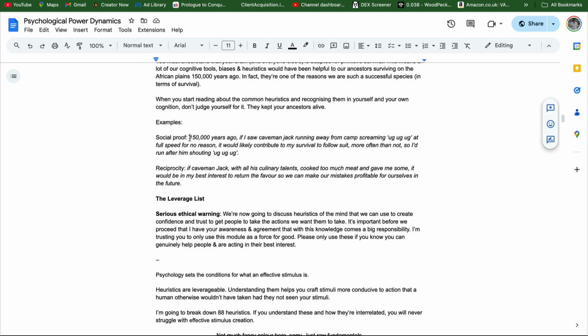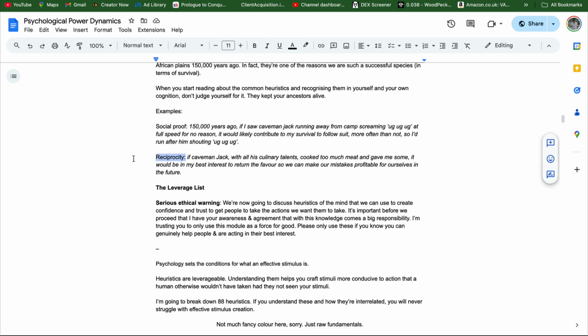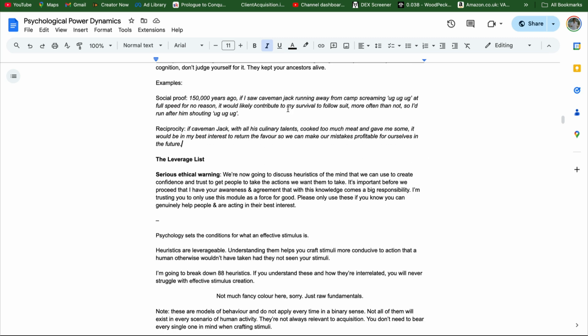So here are some examples, right? Social proof. I love this one, right? 150,000 years ago, if I saw Caveman Jack running away from camp screaming "ugh, ugh, ugh" at full speed for no reason, it would likely contribute to my survival to follow suit, more often than not. So I'd run after him shouting "ugh, ugh, ugh." Reciprocity. If Caveman Jack, with all his culinary talents, cooked too much meat and gave me some, it would be in my best interest to return the favor so we can make our mistakes profitable for ourselves in the future.